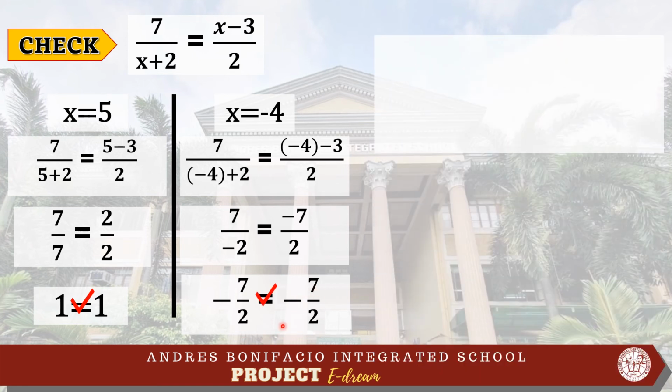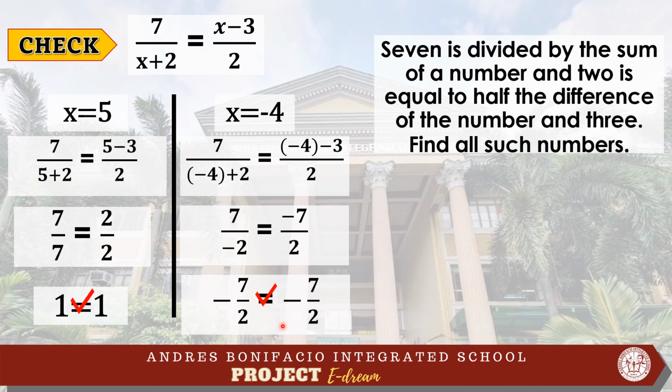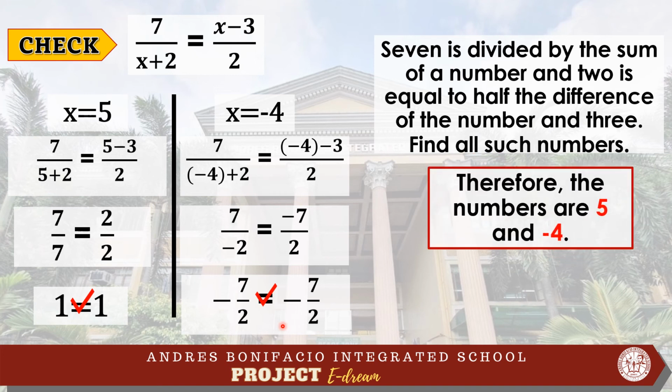Let's go back to our problem. 7 divided by the sum of a number and 2 is equal to half the difference of the number and 3. Find all such numbers. So we can say now that the numbers are 5 and negative 4.